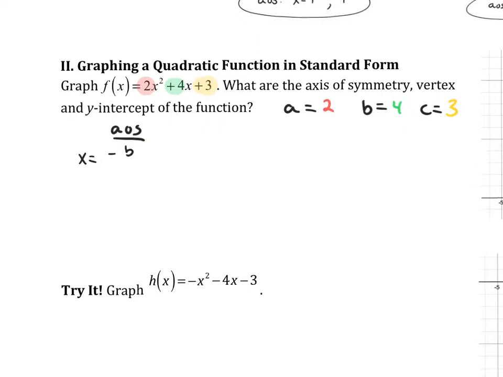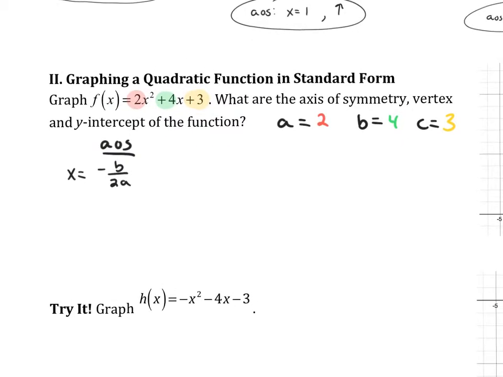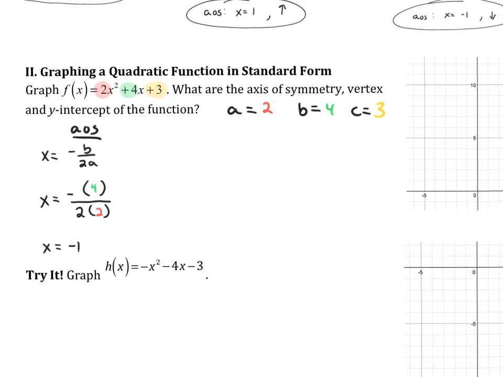So in order to find the axis of symmetry, we're going to start with our super secret formula, negative b over 2a. And I'm just going to substitute things in. X is negative b, which is 4, all over 2 times the a, which is also 2. So to simplify this is negative 4 over 4, so the answer is negative 1. So that's my axis of symmetry, negative 1.